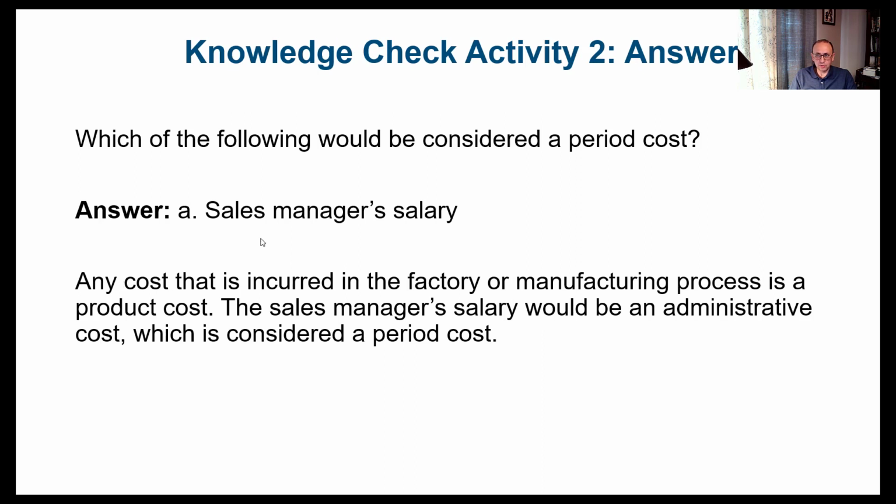So again, one more time, just to make sure why the sales manager's salary is considered to be a period cost. It falls under the idea that any cost incurred in the factory or manufacturing process would be a product cost. How about period cost? The sales manager's salary would be an administrative cost, which is considered to be a period cost. So a product cost has to be something related to the factory, the manufacturing process. But anything related to sales, or anything that cannot be directly related to the factory or manufacturing, would be a period cost.